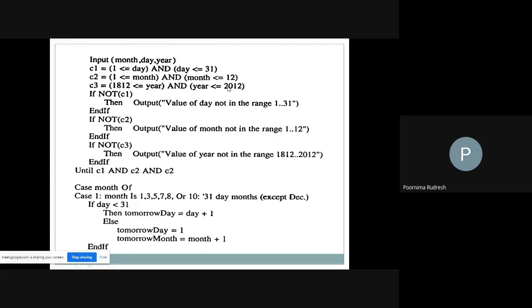If all three conditions are satisfied, suppose I enter the date as June 12th, 2012, then all three conditions are satisfied, right? 12th is within 31, June is within 12, because June is equal to 6, the month value is 6, which is within the given range. And 2012 is also within the range, so all three conditions are satisfied.